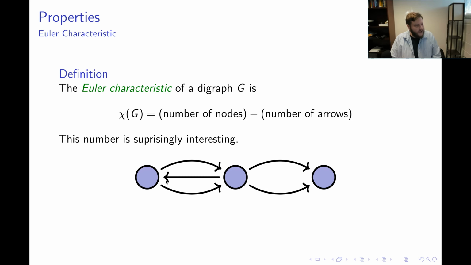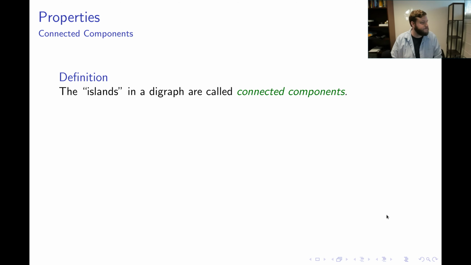So here you're looking at a directed graph on 3 nodes and 5 arrows. So what's the Euler characteristic? Well, we're supposed to subtract the number of arrows from the number of nodes. The number of nodes here is 3. The number of arrows is 5. 3 minus 5 equals -2. So the Euler characteristic is simply subtracting the number of arrows from the number of nodes.